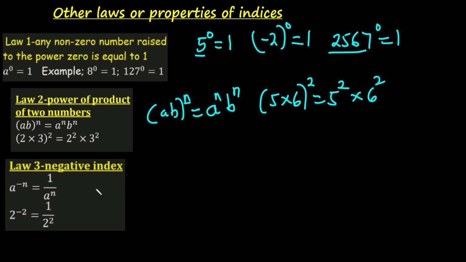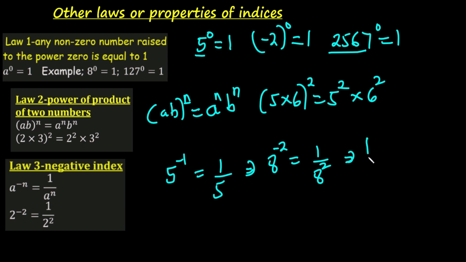The next one is the negative index. A raised to the power negative n is equal to 1 over A raised to the power n. Now this simply means, let's say I have 5 raised to the power negative 1. It's the same as 1 over 5. Or I can have 8 raised to the power negative 2. To get rid of this negative sign, I will just write 1 over 8 and then bring the index over here. Sometimes you would like to convert in this way to the fraction form, or you can even be given 1 over 2 raised to the power negative 3.